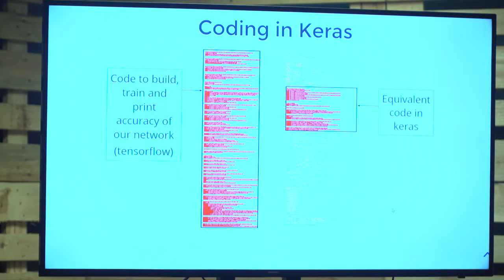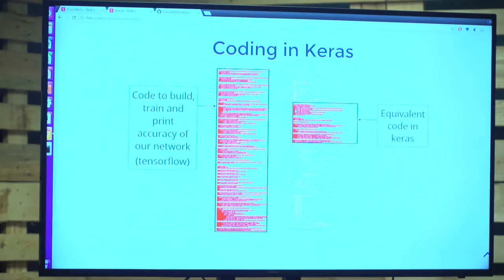Okay, so to finish off, this is the code that we used last week on the left in TensorFlow, and this is the equivalent code in Keras just to build, train, and print the accuracy of our network. You can see there's other code around it, but this is the equivalent code on the left and right highlighted in red. So that's how much faster you can put a network together in Keras.